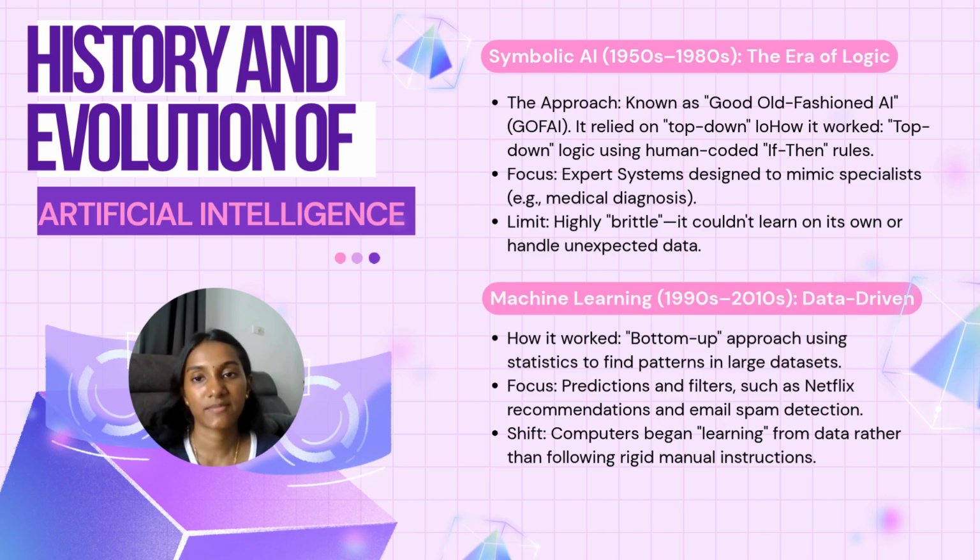By the 1990s, we saw a major shift toward machine learning. We moved to a bottom up approach. Instead of giving the computer rules, we gave it massive amounts of data and used statistics to let the computer find its own patterns. This era gave us the practical AI we use every day, like Netflix recommendations and email spam filters. This was a turning point because computers stopped just following manuals and actually began learning from the data provided to them.